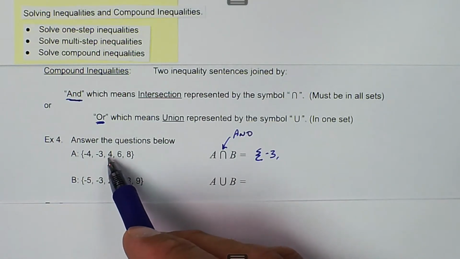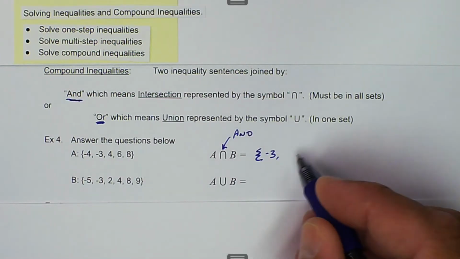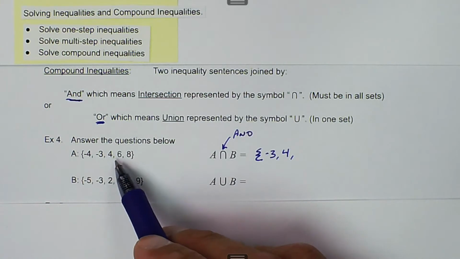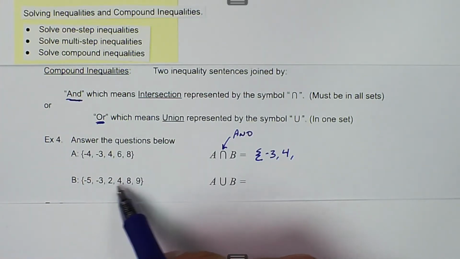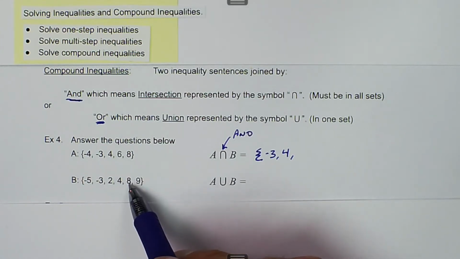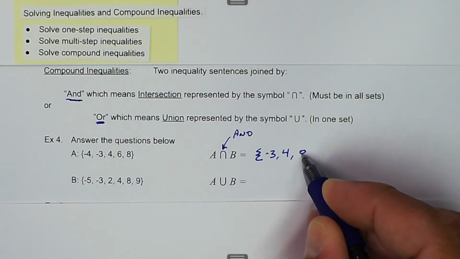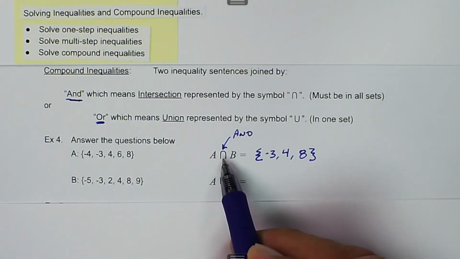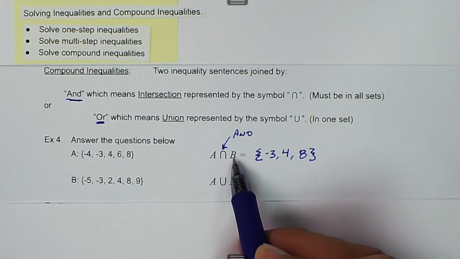Then we come to 4. 4 is in both sets. So we can write down 4. And then 6. Is 6 in both sets? No, 6 is not. And then we have 8. 8 is in that set right there. So if we see A intersection B, that means it has to be in both.